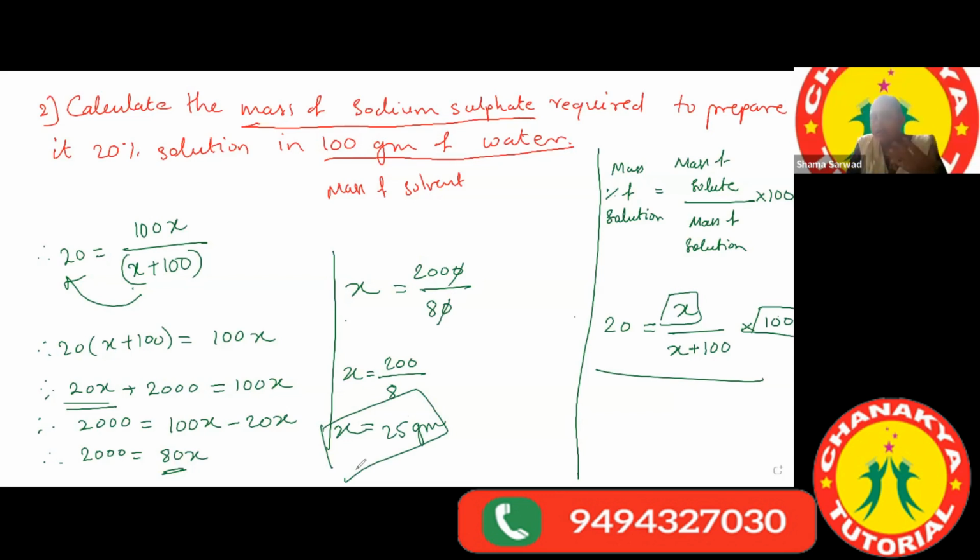Once you get the answer in numerical form, you have to convert it into words. It's very, very mandatory. Keep it in your mind. Once you get the answer in digits, you have to write the answer in words as well. It's a board rule. Clear?